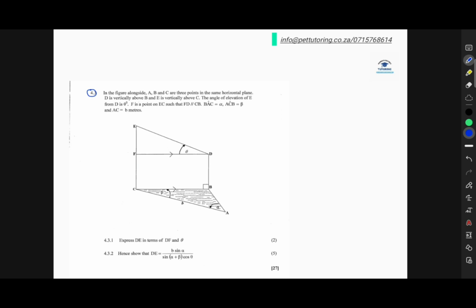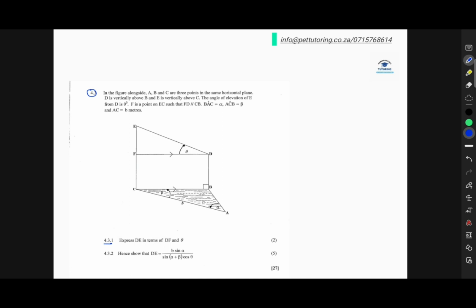So 4.3. In the figure, A, B, and C are 3 points in the same horizontal plane. D is vertically above B and E is vertically above C. The angle of elevation of E from D is theta degrees. F is a point on EC such that FD is parallel to CB. BAC equals alpha, ACB equals beta, and AC is b meters. I hope you are able to see everything on the diagram. So let me take you through question 4.3.1.